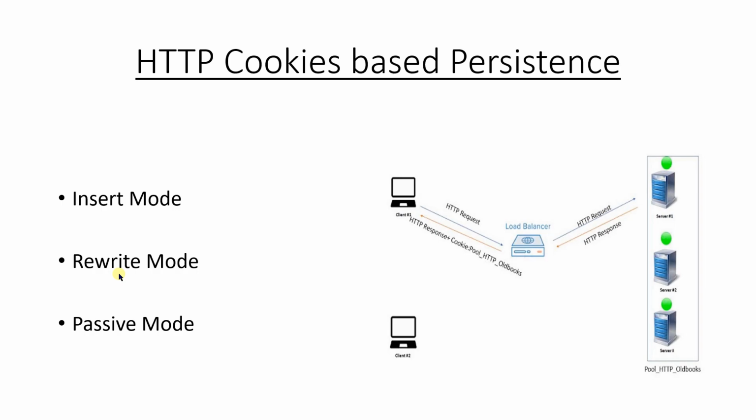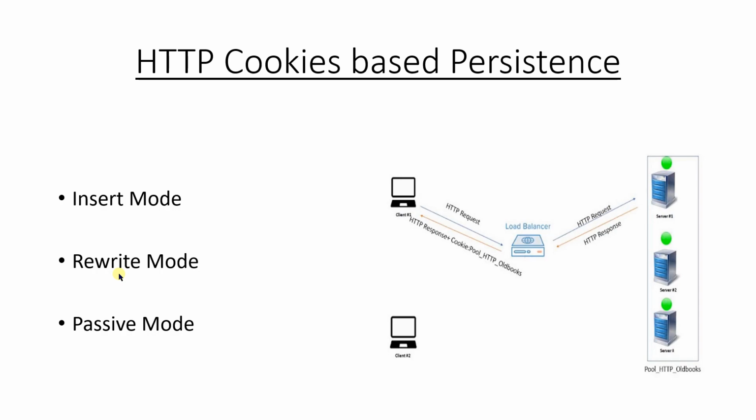The next is rewrite mode. In this type, the server device creates a blank cookie and F5 BIG-IP fills that cookie with the pool name and pool member name information. The third is passive mode. In this type, cookies are created by the server device only. Over here, the F5 BIG-IP doesn't play any role. The server device itself creates the cookie.